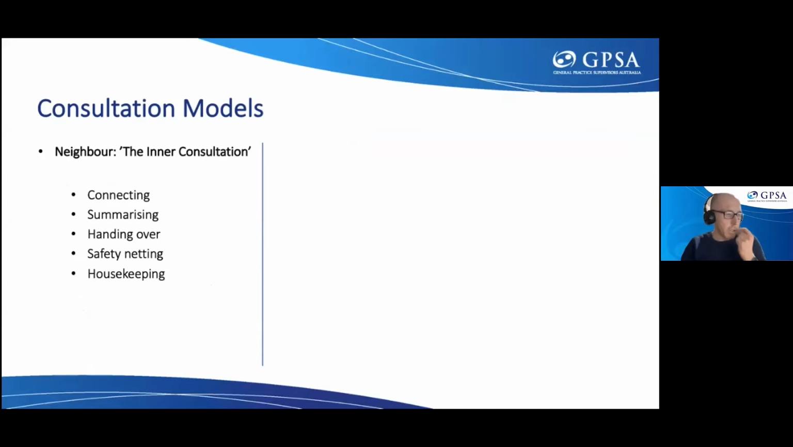Not that I read it every day of my life, but these are the 5 stages of the inner consultation. Obviously connecting, establishing rapport, and getting an idea of why the patient's there, things like looking at the curtain raiser, opening gambit, etc. Summarizing, which is often talked about as getting to the point of why the patient has come, eliciting ideas, concerns, and expectations, and a number of other skills in order to summarize the consultation.